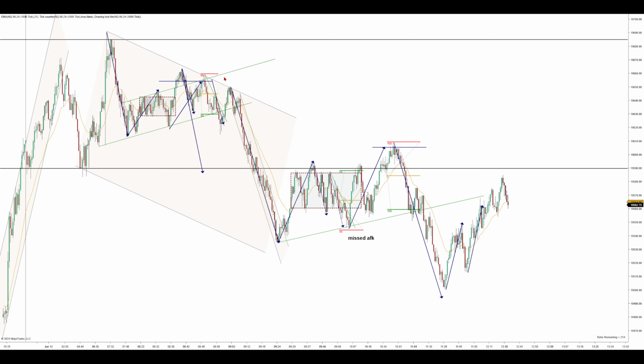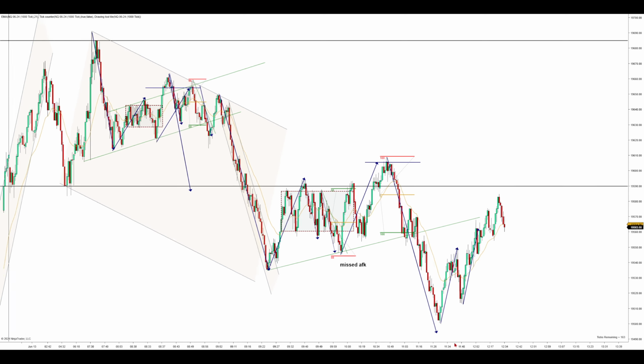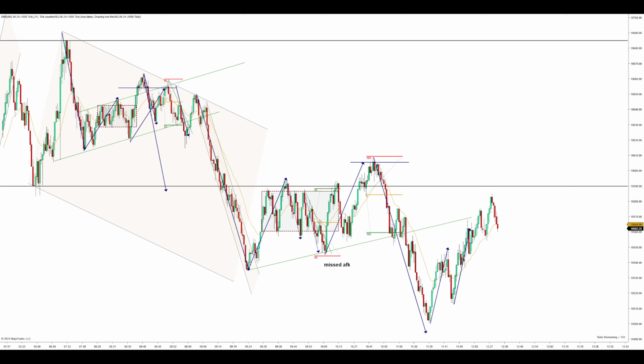So pretty clear two-legged move down right here. Nearly met that measured move. It's not always going to reach it. This is a great place to get a reversal pattern. Kind of like on the ES, we had a similar push on up at the end here, but it didn't form a good reversal pattern. Same thing here. We just don't quite get a good one.